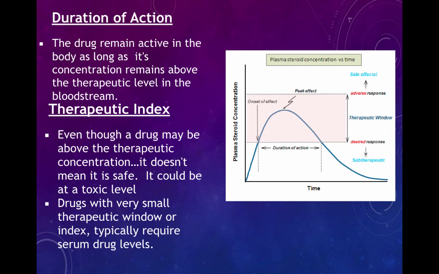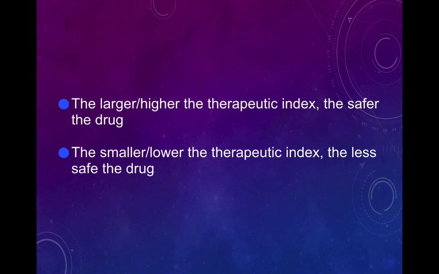Vancomycin sometimes too. They'll do peaks and troughs with it, just to see where we're running with it. The higher the therapeutic index, the safer the drug. The lower the therapeutic index, the less safe the drug is.